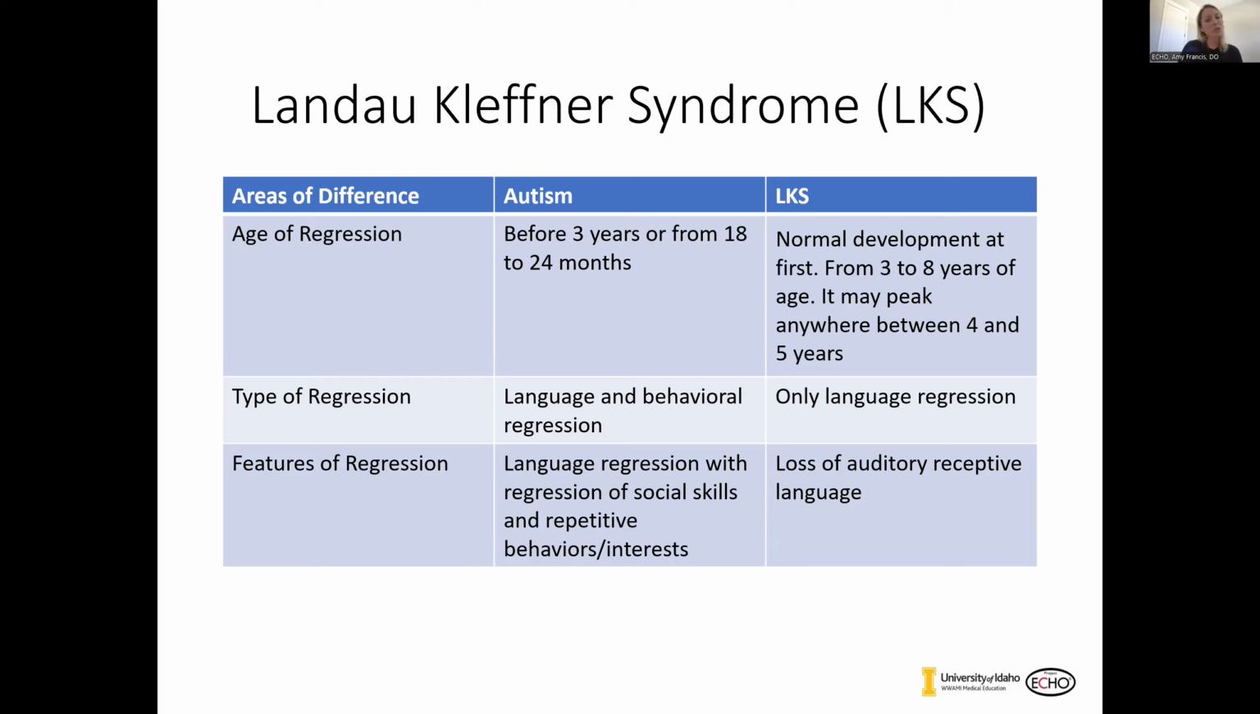In Landau-Kleffner, these children end up having normal development at first, but then they experience later regression, usually between 3 and 8 years of age, and peak somewhere between 4 and 5 years. The type of regression looks a little bit different. So in children with autism, it's usually a language and behavioral regression. But with Landau-Kleffner, you see only a language regression. The features of the regression are also different. So language regression in autism comes with the regression of social skills and the increase of repetitive and restrictive interests and behaviors. And then in Landau-Kleffner, they typically have a loss of auditory receptive language. So understanding, right, language. Next slide.